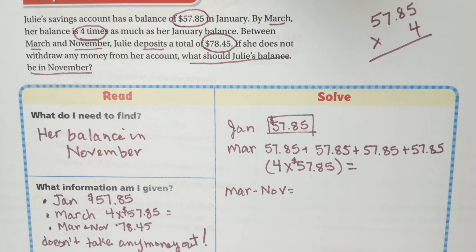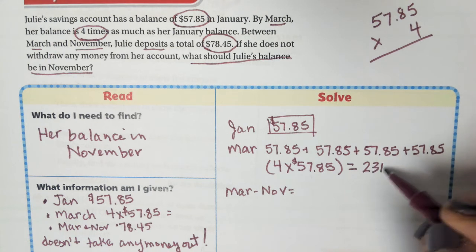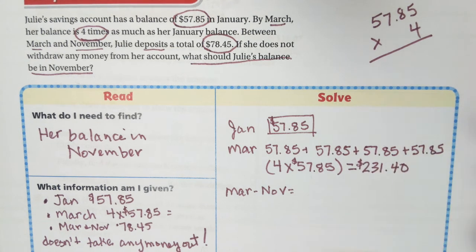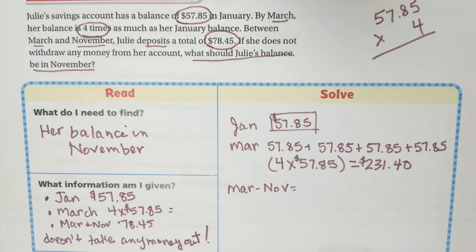Okay. Thumbs up when you've got your answer. Okay, Avery, what did you get? $231.40. You're exactly correct. Do y'all concur with Avery? That is the correct amount.